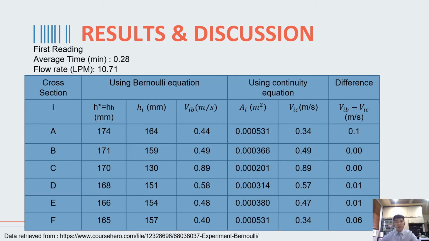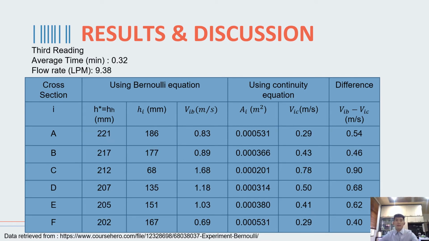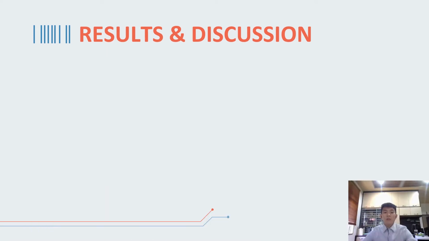Now, we have come to the part of the results and discussion. Here are the results. For the first reading, the average time is 0.28 minutes and the flow rate is 10.71. And here is the result of the second reading with an average time of 0.29 minutes and a flow rate of 10.34. And here is the result for the third reading with an average time of 0.32 minutes and a flow rate of 9.38.